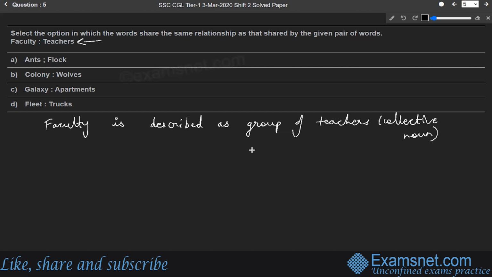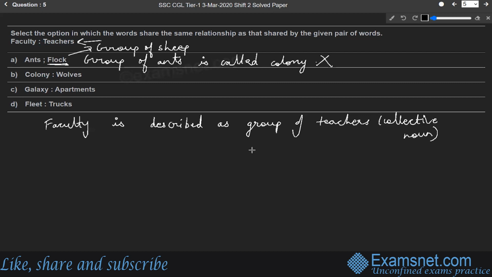So first option here is ants and flock. Do you know what is the group of ants called? Group of ants is called a colony. So it is not related to flock. Flock is a group of sheep. Both these words are not related to each other and they are not example of collective nouns.